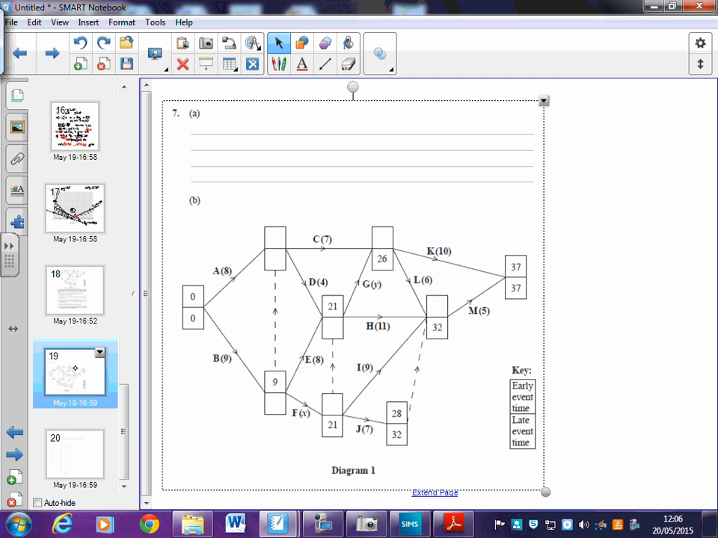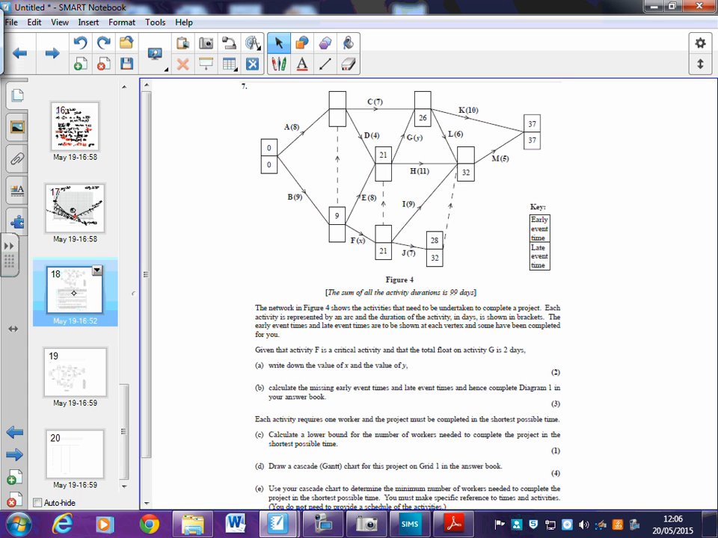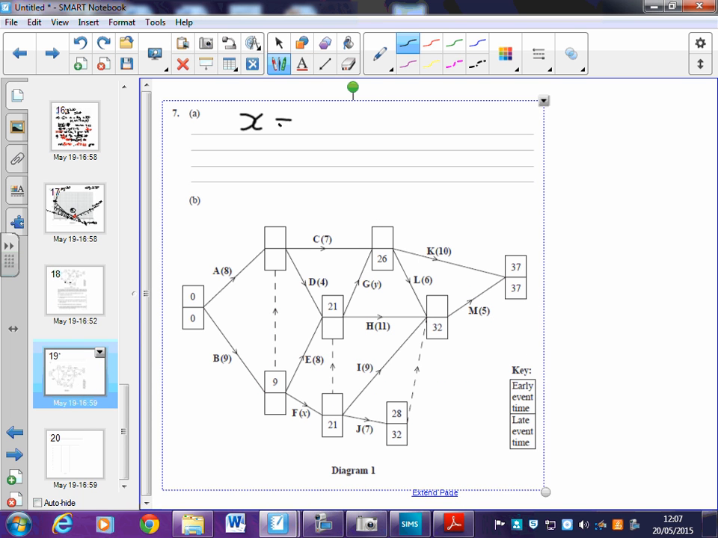So if we go to my lovely diagram, where are X and Y? Oh, X is the length of F. And F is a critical activity, so that means if it's a critical activity, then those boxes must match. So I've got the 9 and 9 and the 21 and the 21. What that also means is the X in between has to be the same as the gap. So 21 take away 9 gives me 12, so I know that X is equal to 12. Don't need to put any working out because it just says write down your answer.